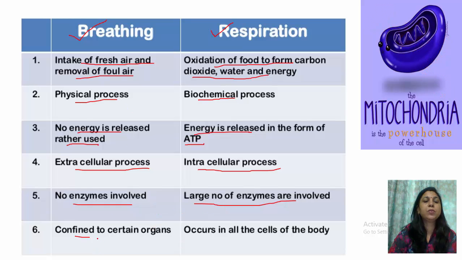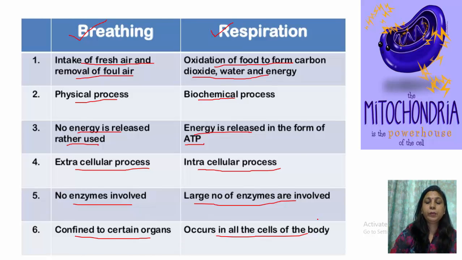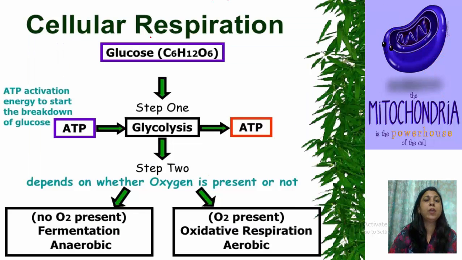Breathing is confined to certain organs. Certain organs means the organs of the respiratory system which we have studied: the nose, trachea, bronchi, lungs. Whereas respiration occurs in all the cells of the body, each and every cell of the body. This is cellular respiration. The substrate of cellular respiration is glucose, that is C6H12O6. It takes place in two steps.